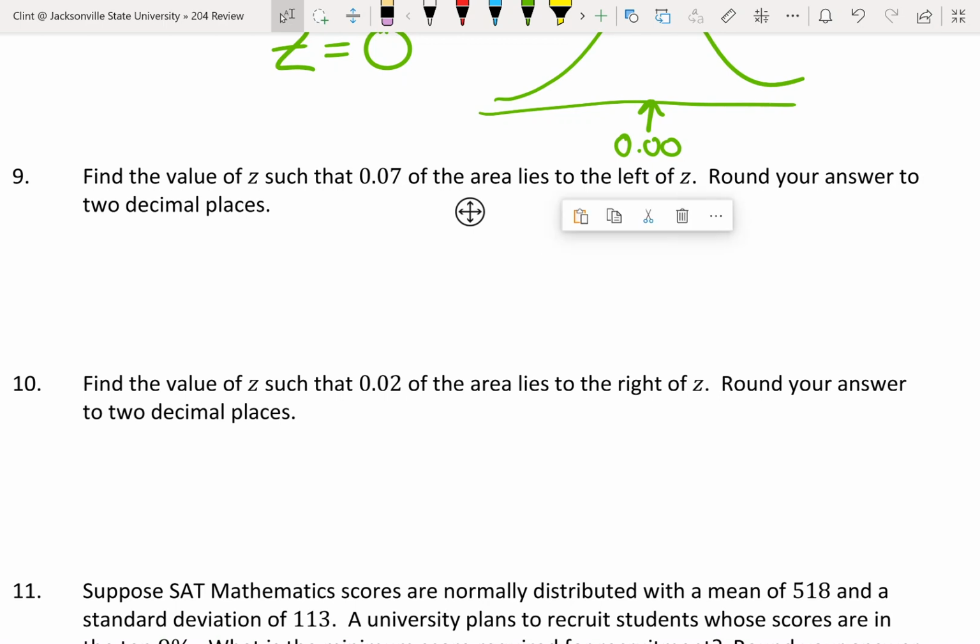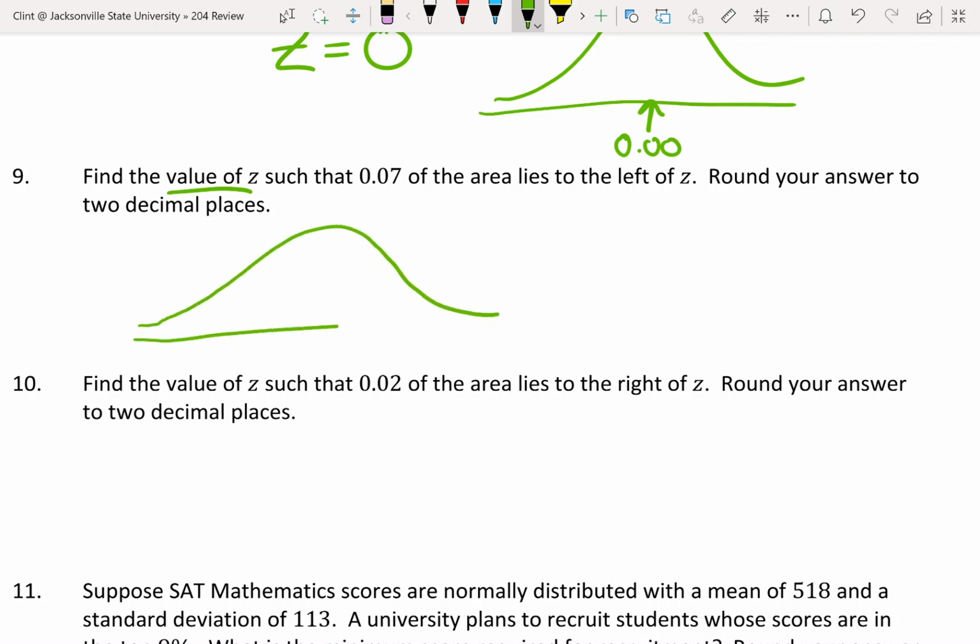Number 9. We just have to work around the little symbol there. Number 9 says find the value of z, so be careful on these and don't get them mixed up with the ones we've already done. Our answer needs to be a value of z such that the area that lies to the left of z is 0.07.